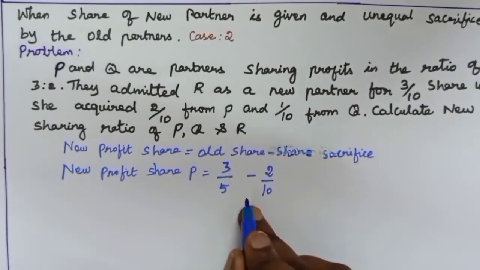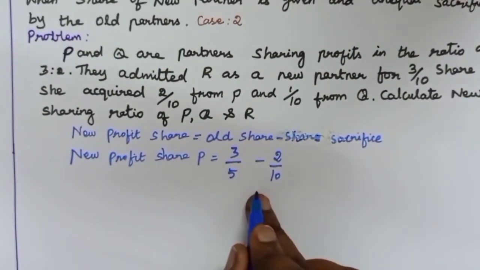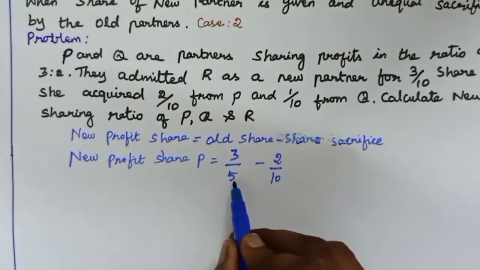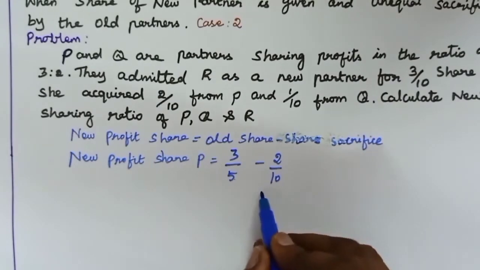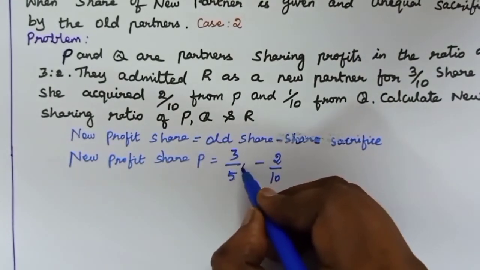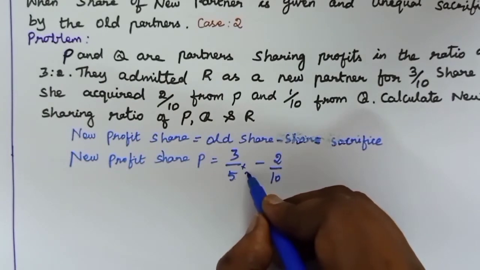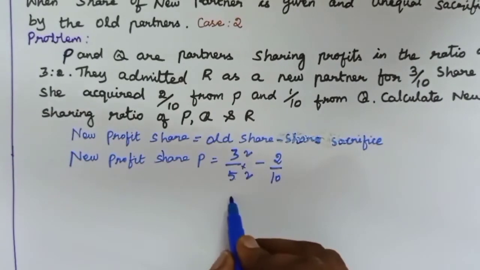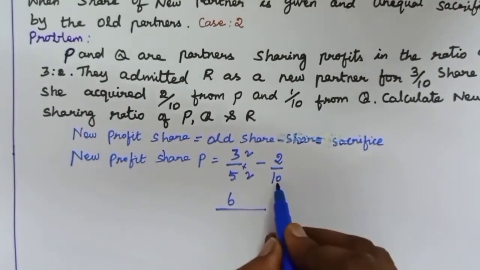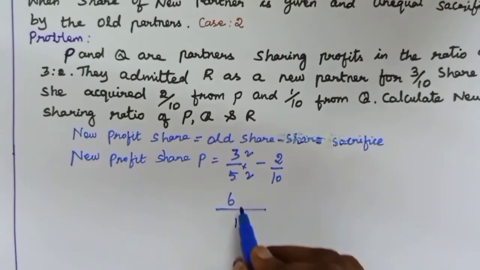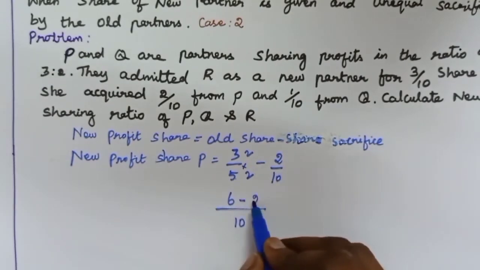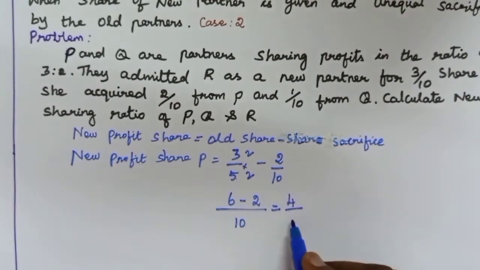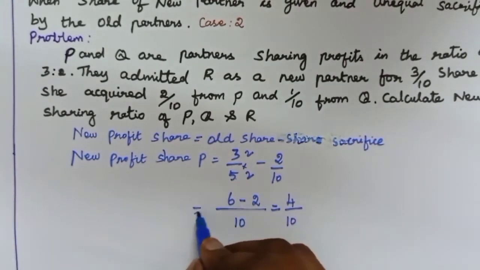Now we will calculate new profit share. To subtract, the denominator must be the same. Find out the LCM. LCM for 5 and 10 is 10. Okay. So we have to change the denominator. Multiply with 2. Here also multiply with 2. So 3 2s are 6. Here the denominator is already 10 only, so no need to change. 6 by 10 minus 2 by 10, we will get 4 by 10. So new profit share of partner P is 4 by 10.